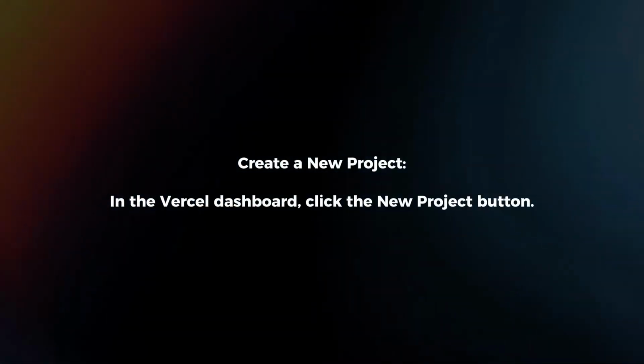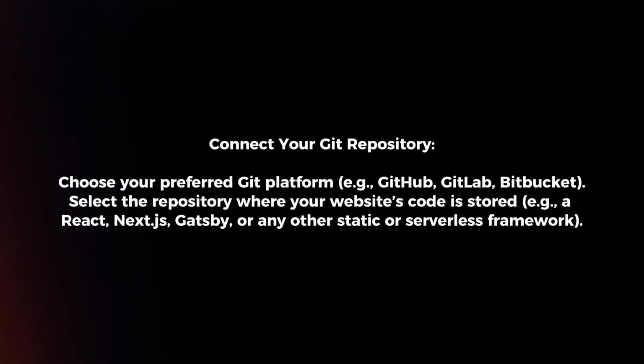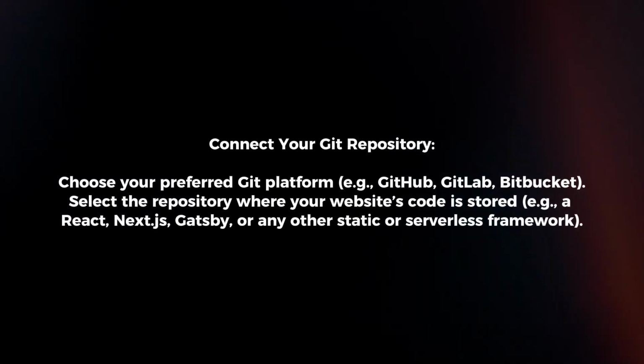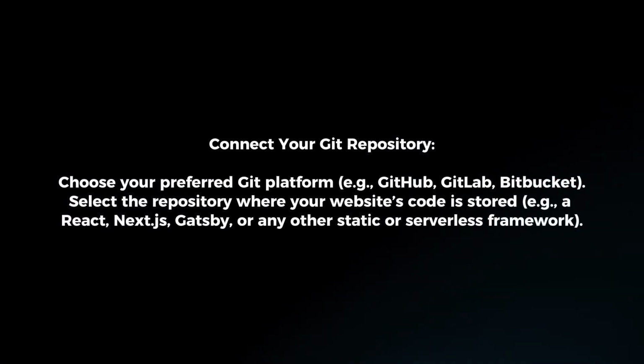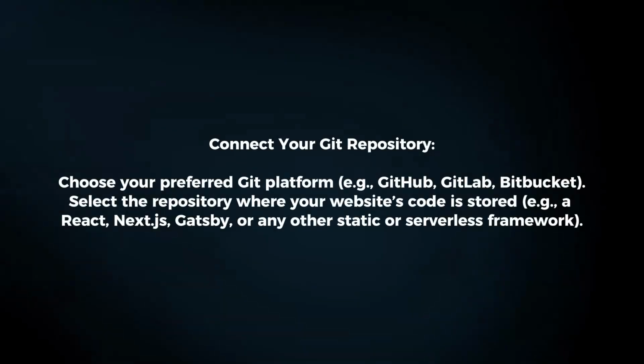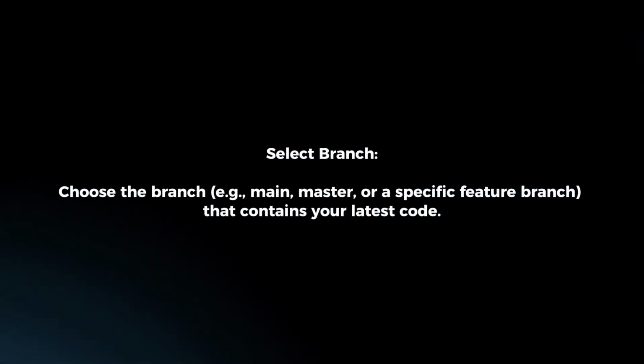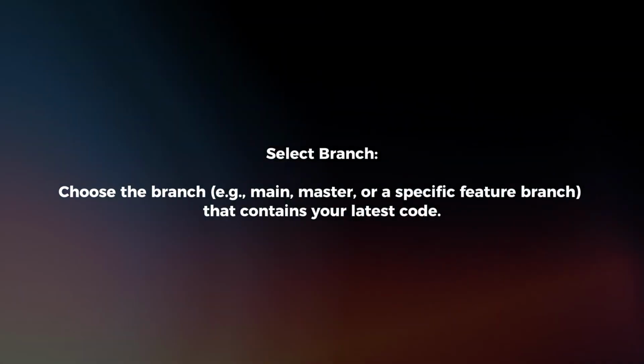Create a new project. In the Vercel dashboard, click the New Project button. Connect your Git repository. Choose your preferred Git platform. Select the repository where your website's code is stored. Select branch. Choose the branch that contains your latest code.